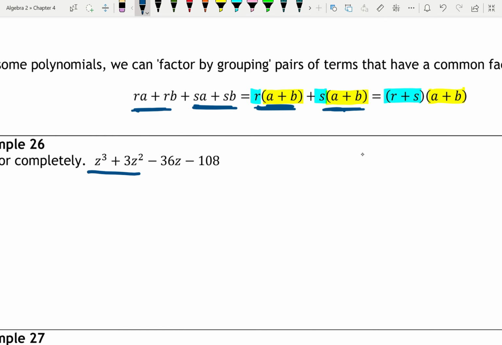We look at the first 2 and the last 2. Looking at the first 2, there's a z cubed plus 3z squared. I'm going to pull out a z squared, and I'm left with z plus 3.